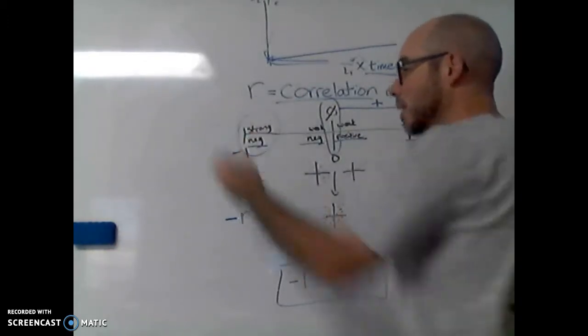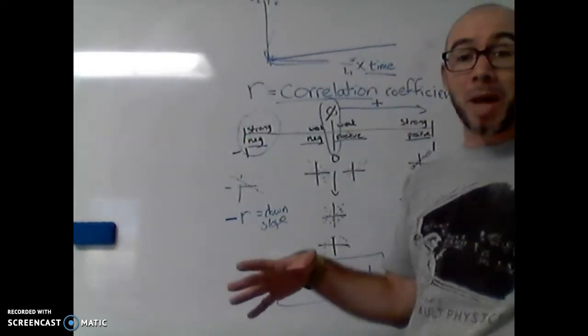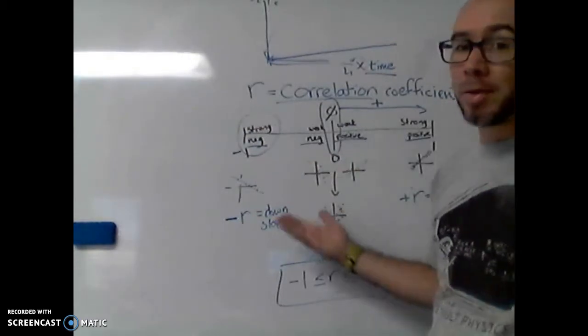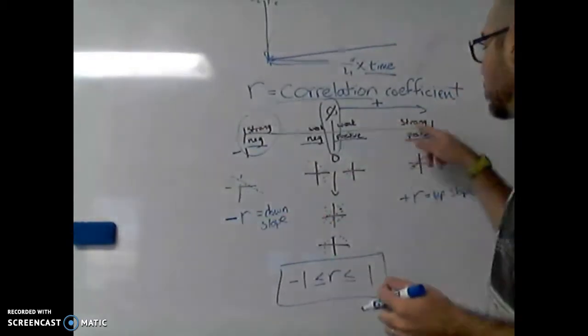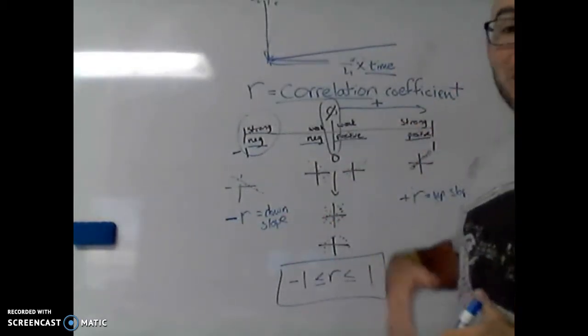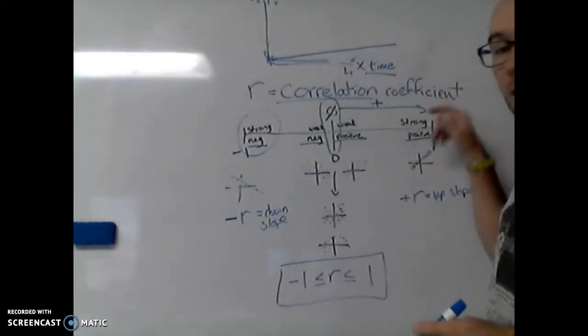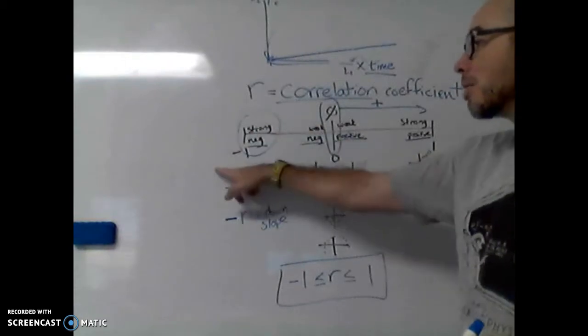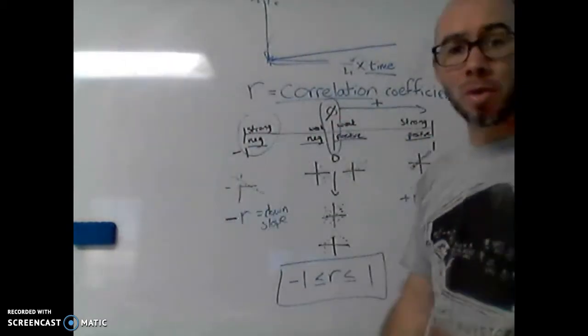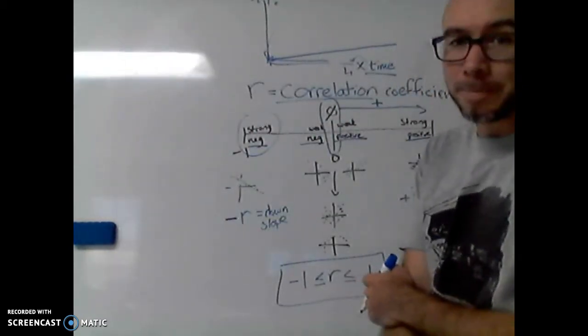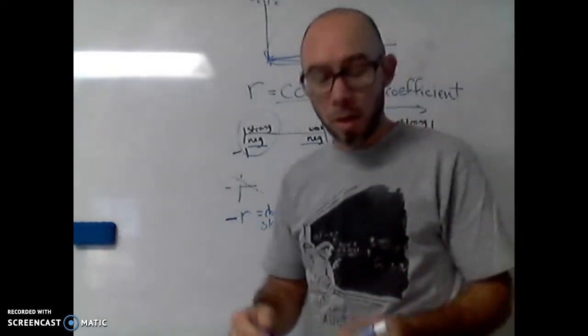So when we say a negative relationship, don't think that's bad. It just means that it slopes down. And when we say strong, don't think that necessarily means it's good. It's just telling you how strong the relationship is. And the further we get to 1 on either side, 1 or -1, the stronger that relationship gets. Okay, that's what R is.